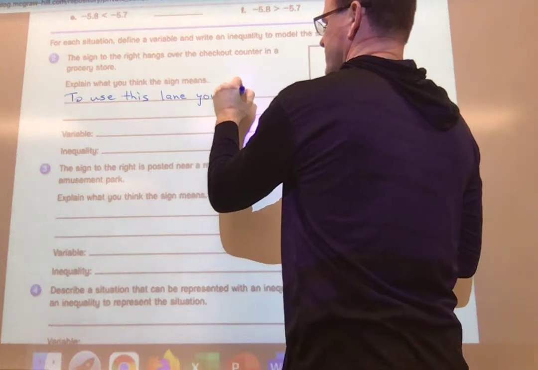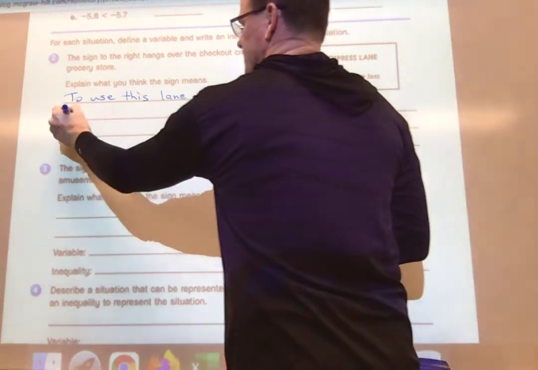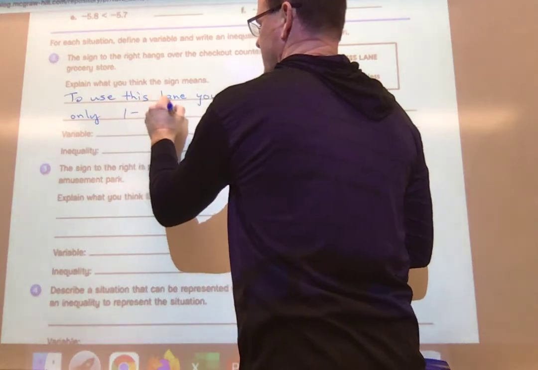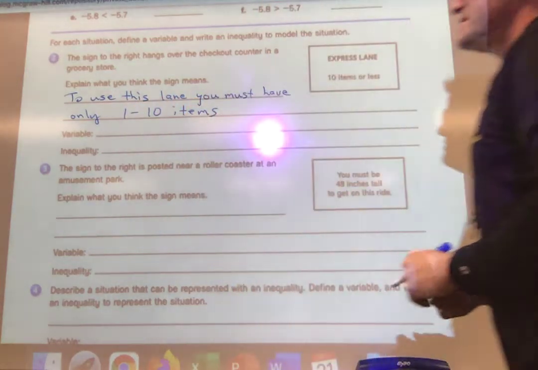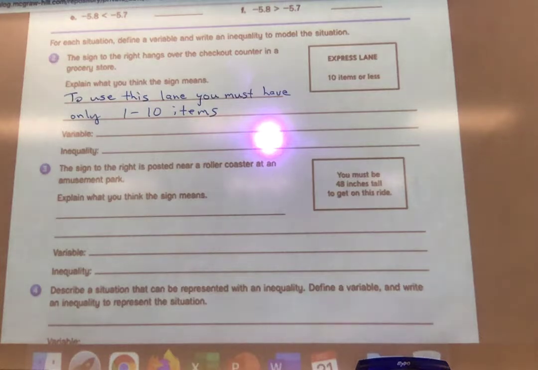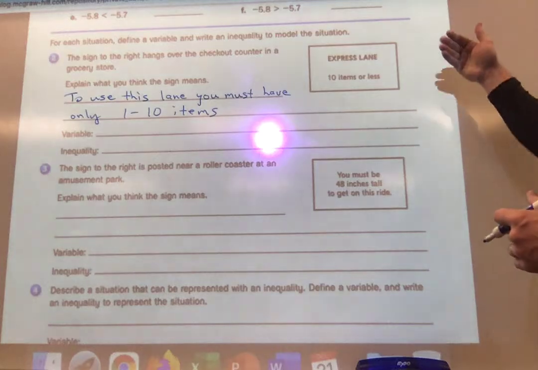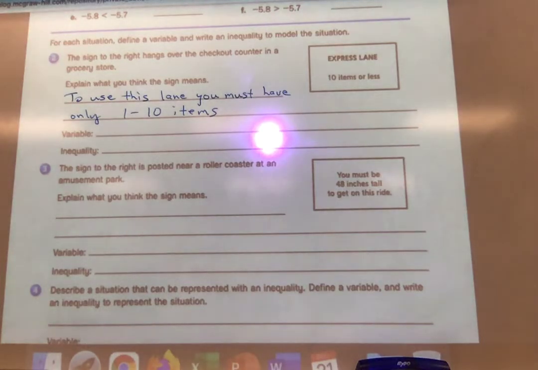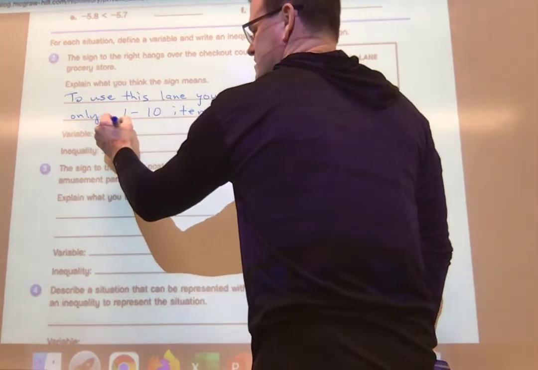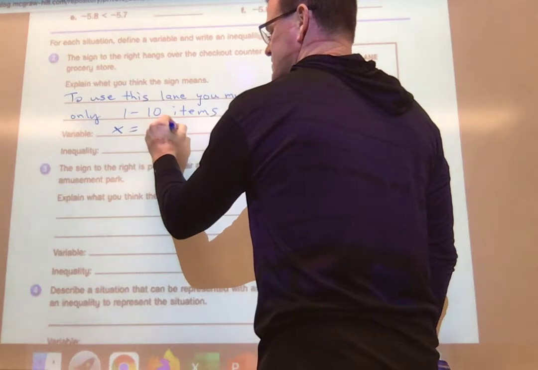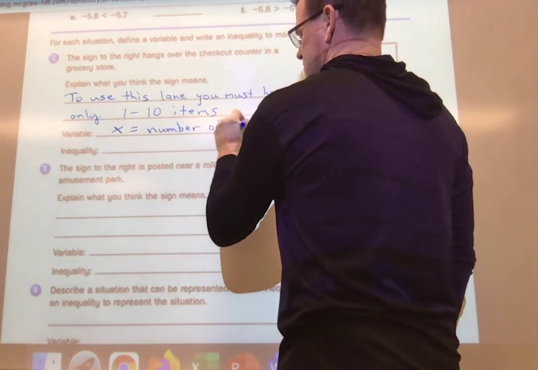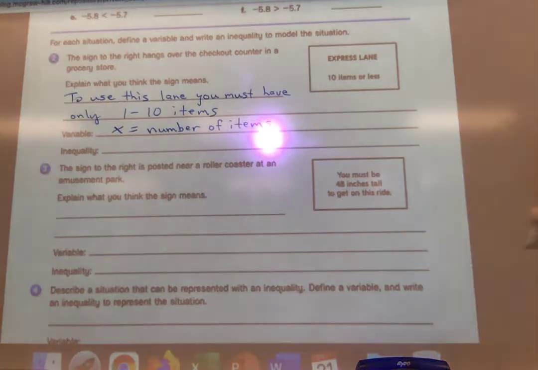So that means for 10 items or less, to use this lane, you must have only 1 through 10 items. Can't have more than 10. You could have 1, 2, 3, 4, 5, 6, 7, 8, 9, or 10. We wouldn't have fractions or decimals here because you can't have parts of items. So we're going to name a variable, and remember, we can use a variable and call it what we want. Let's just use x equals the number of items that you're buying. Nice and simple.